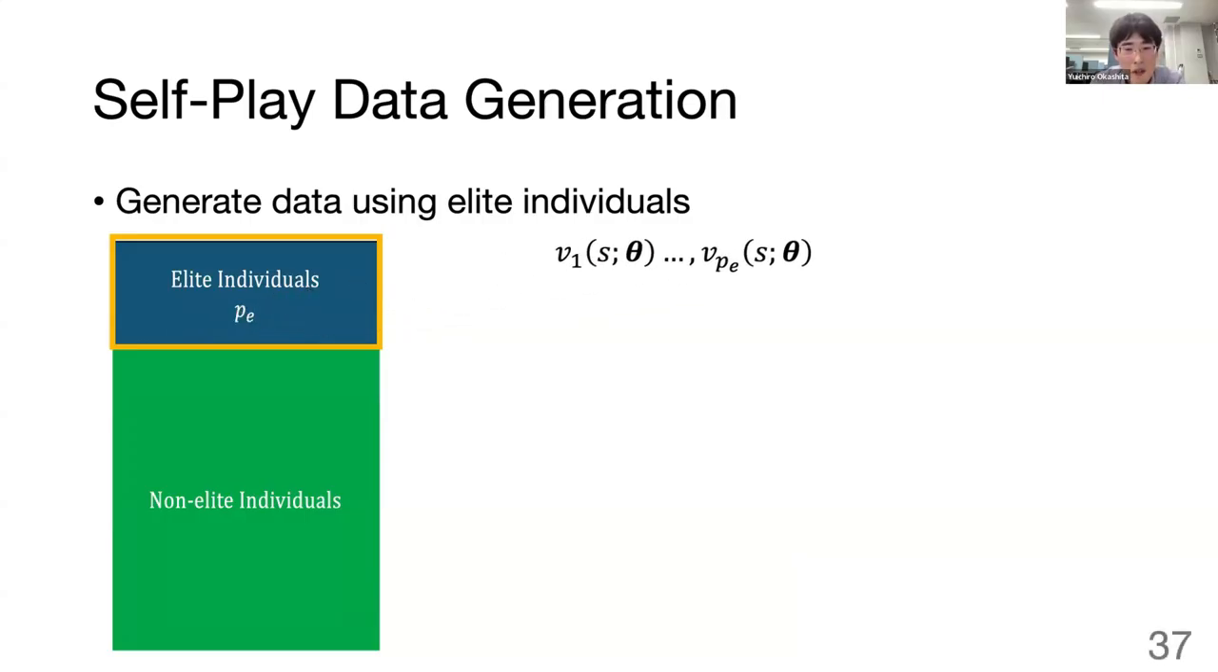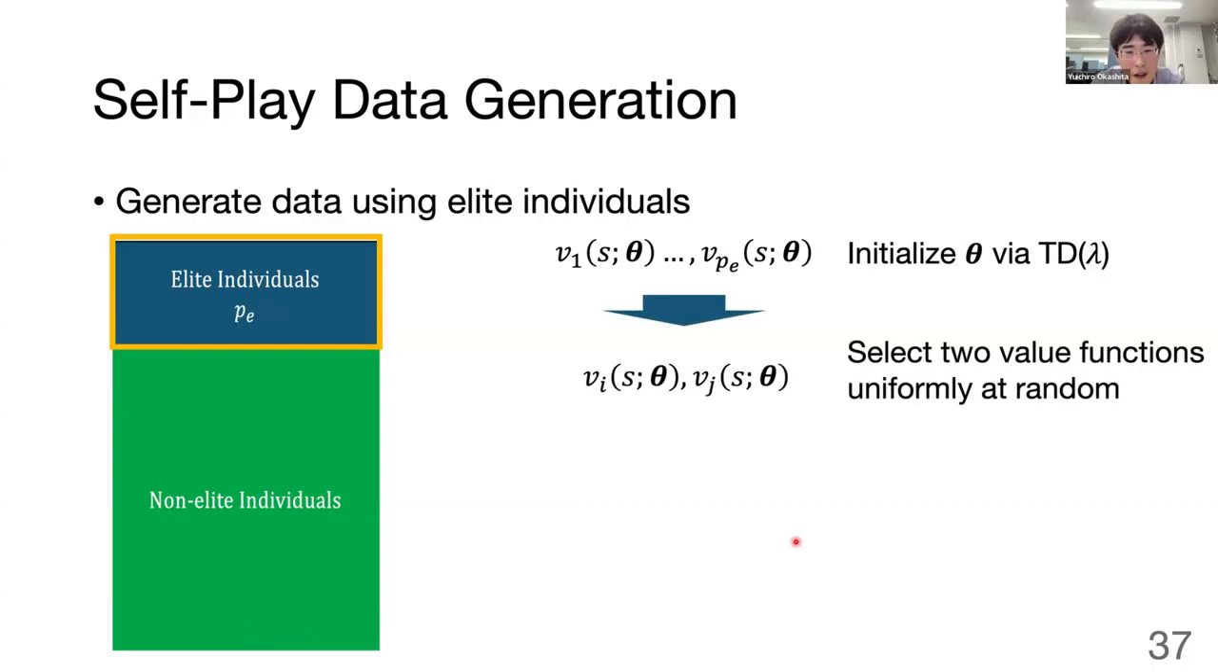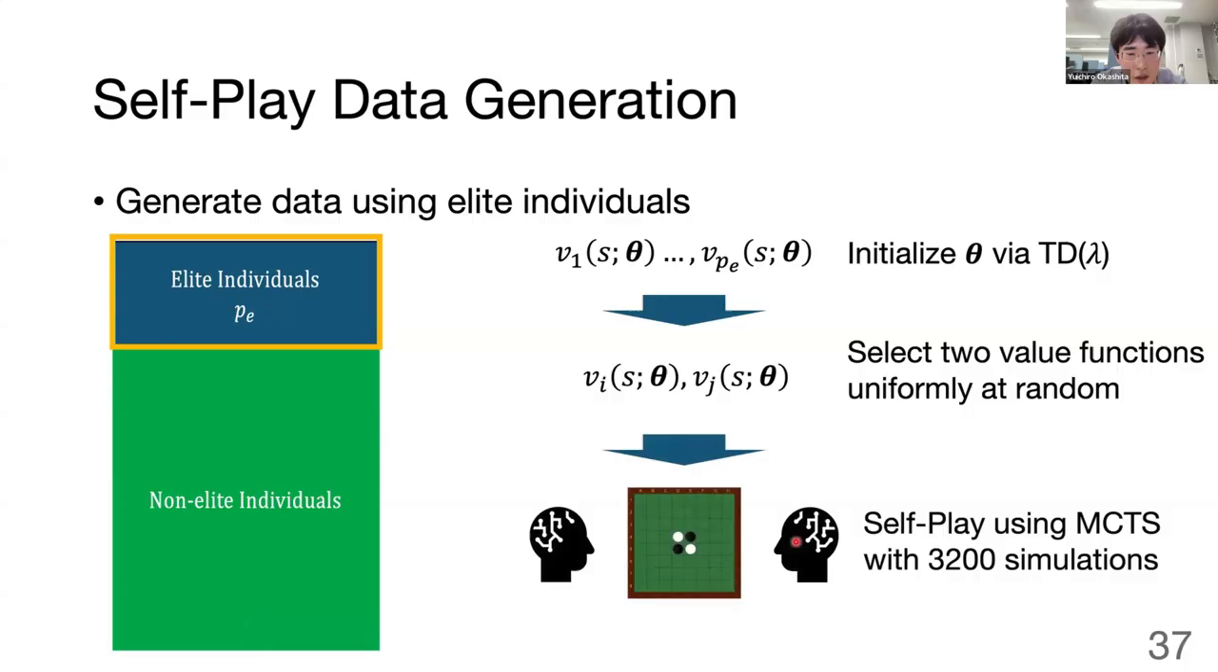First, we create value functions from the n-tuples of the elite individuals. Second, we initialize the weights of these value functions using the TD lambda method. Third, we select two of these value functions uniformly at random to play a single game. This game is guided by an MCTS with 3,200 simulations that uses the selected value function for evaluation, and the resulting game record is saved. This entire self-play process is repeated until the desired number of game records has been generated.